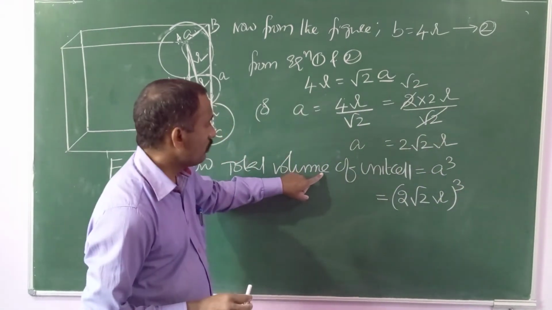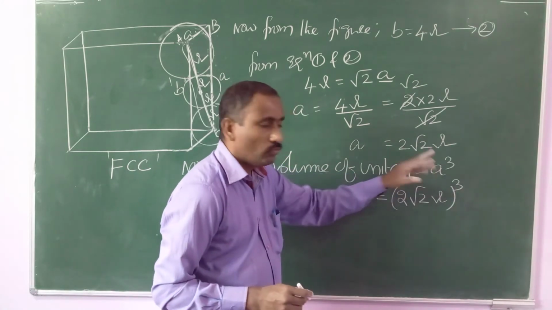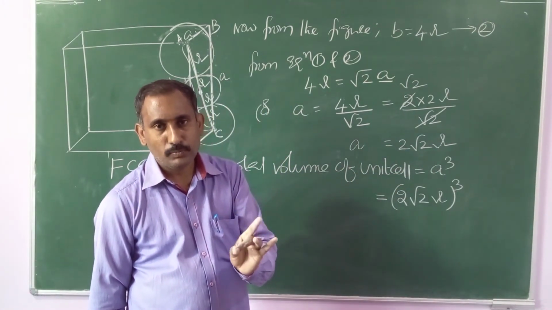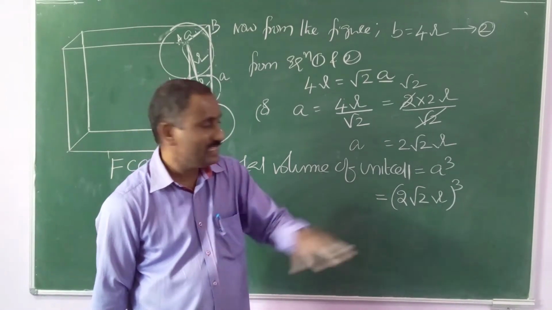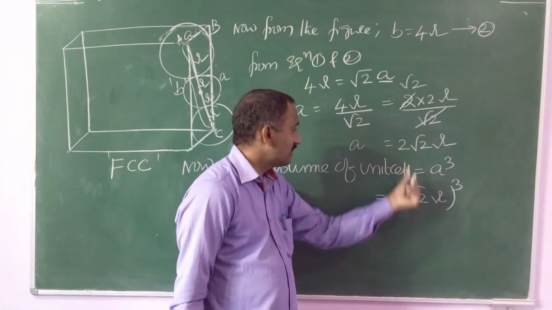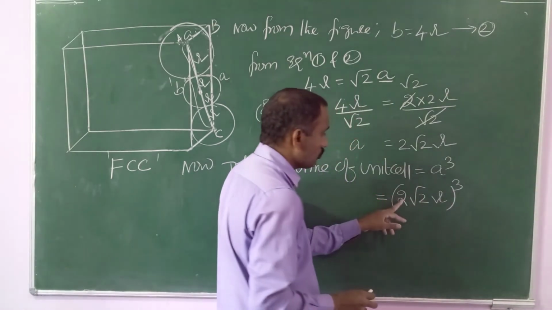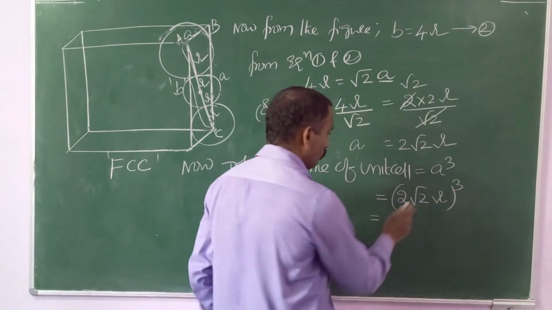Again I am repeating, total volume of unit cell is A cube. Whatever may be the type of unit cell, whether it is FCC or BCC or simple cube, all are cube shape, hence volume is A cube. A is nothing but 2 root 2 R whole cube.